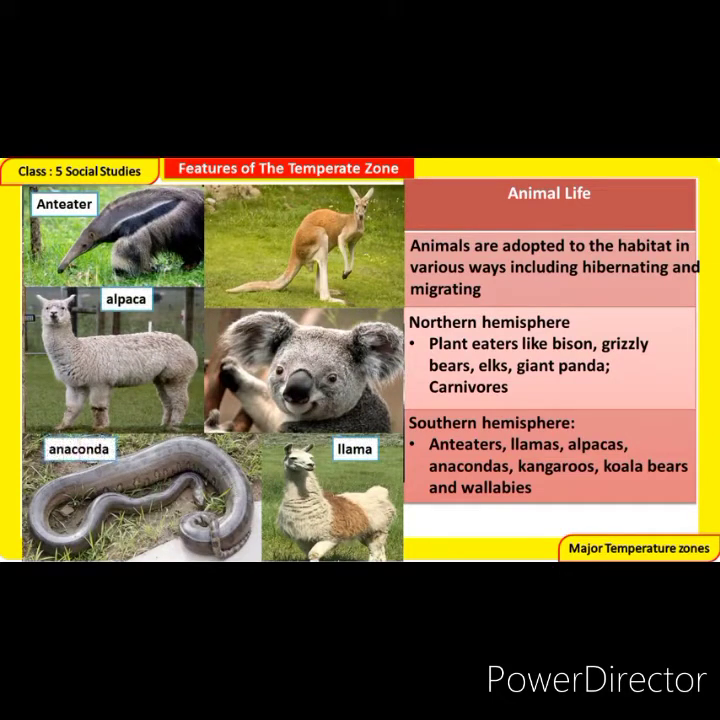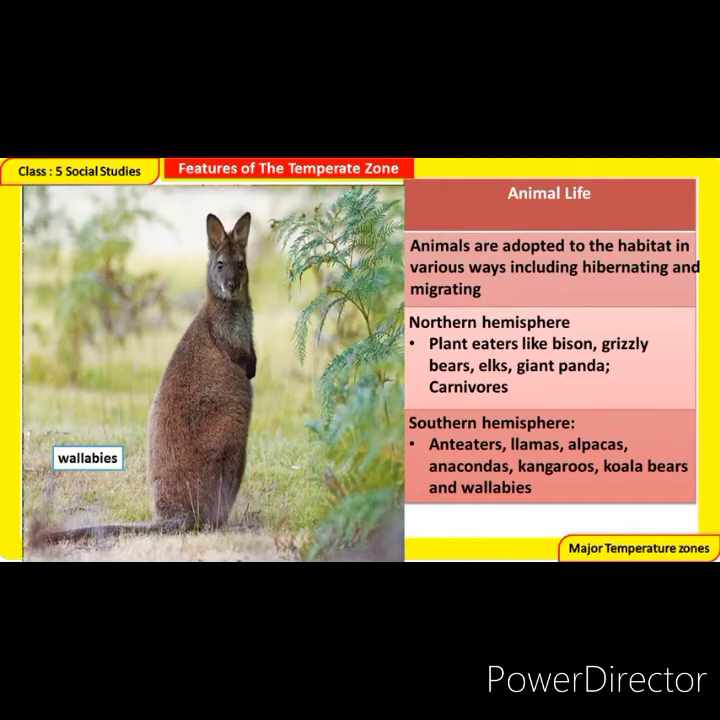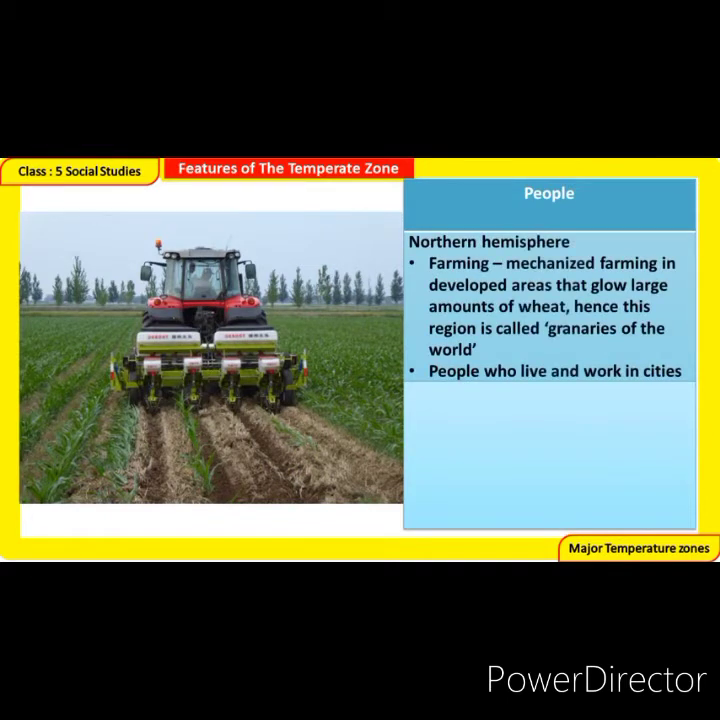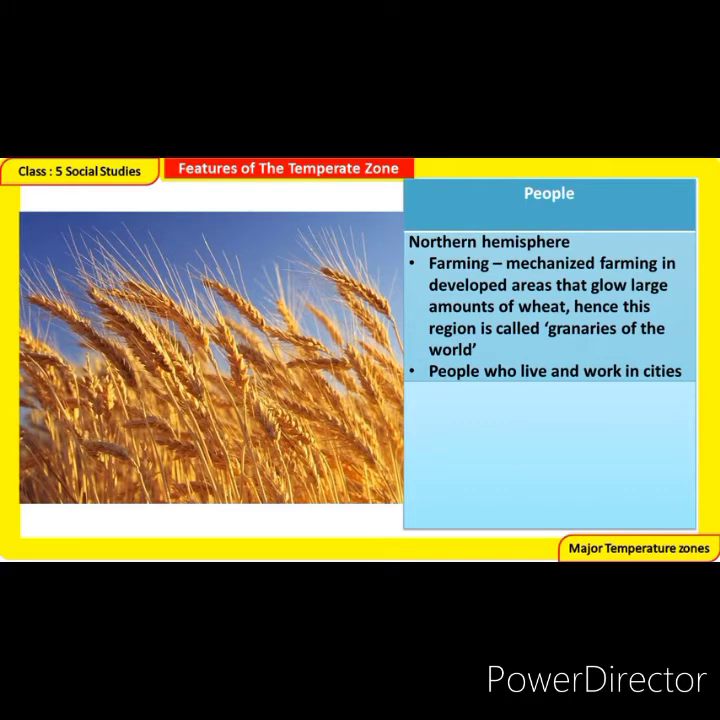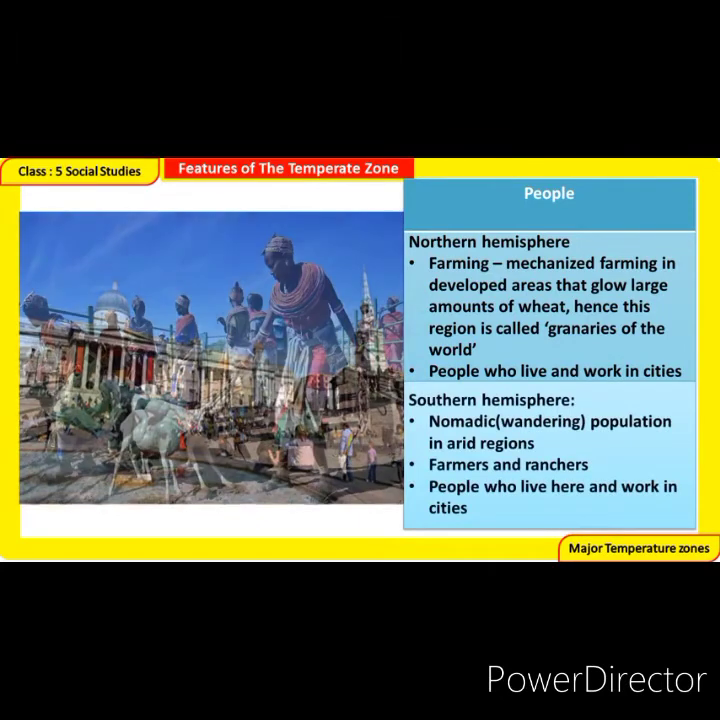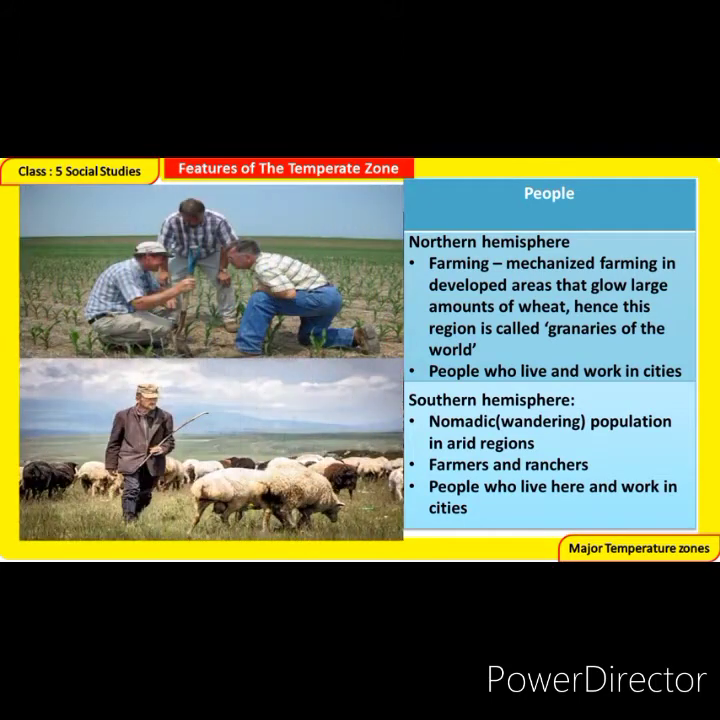Then we have, children, animal life. Animal life is adapted to the habitat in various ways, including hibernation and migration. In the northern hemisphere, here plant eaters like bison, grizzly bears, elks, giant panda, and carnivorous animals are found. Then if we talk about the southern hemisphere, we have ant eaters, llamas, alpacas, kangaroos, koala bears, and wallabies.